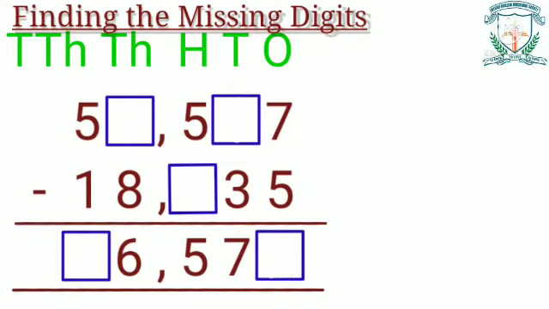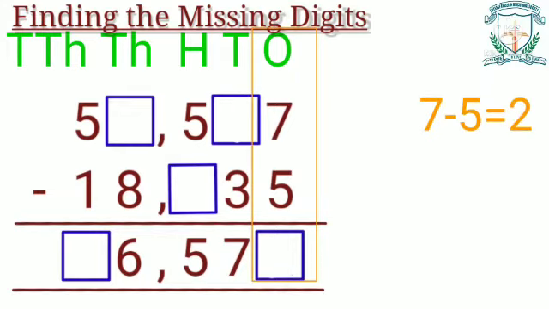Here, the numbers are given, but the digits are missing. We have to find the missing digits. Let us begin with ones place digits. 7 minus 5 is equal to 2. Write 2 in ones column box.